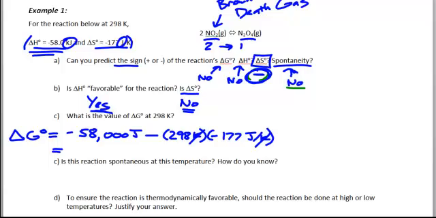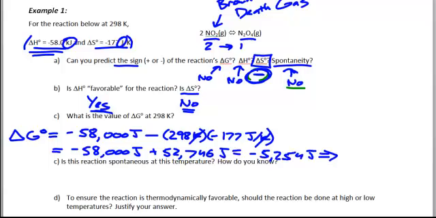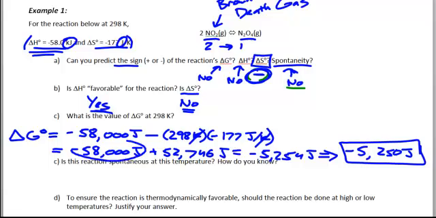And so, moving on, we have negative 58,000 joules minus a negative 177 times 298, which will give us a positive 52,746 joules, which gives us a grand total of negative 5,254 joules, which rounded to the correct sig figs would be negative 5,250 joules. So there you go. Our delta H was negative enough to overcome our entropy change.